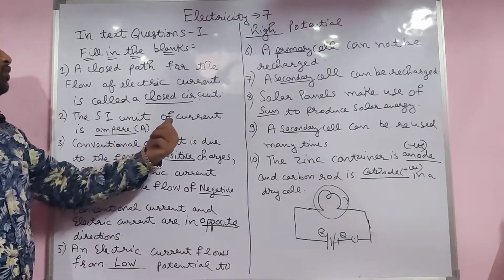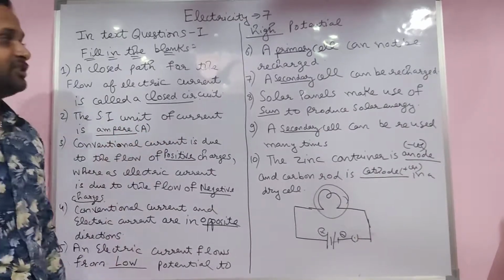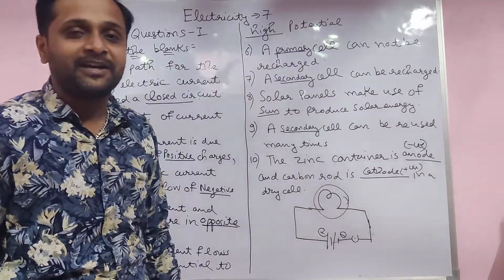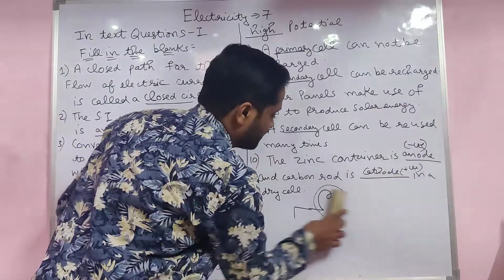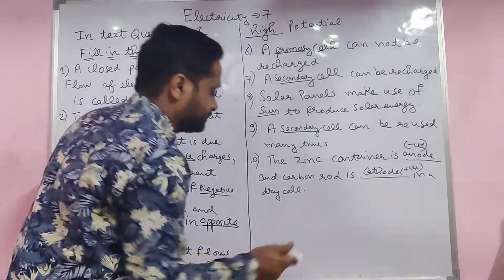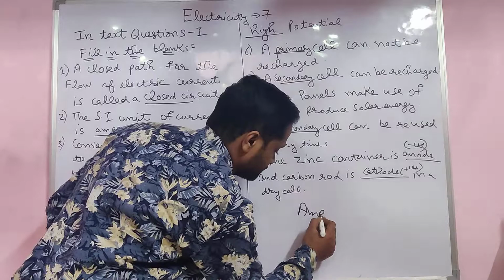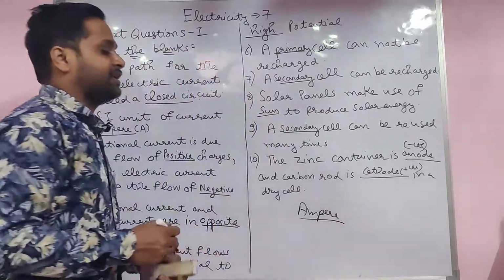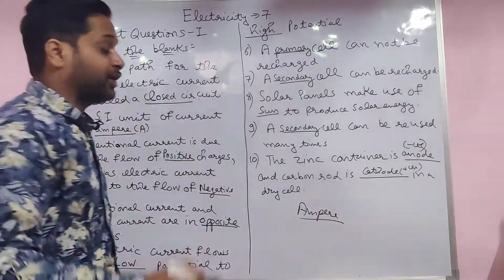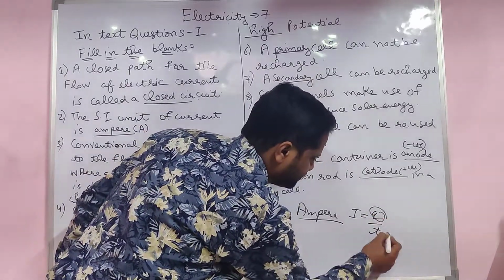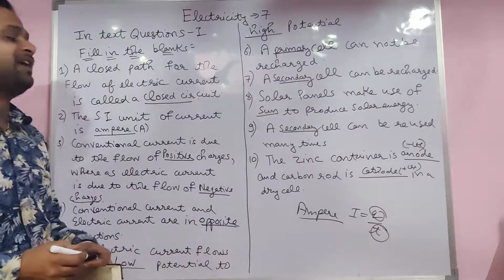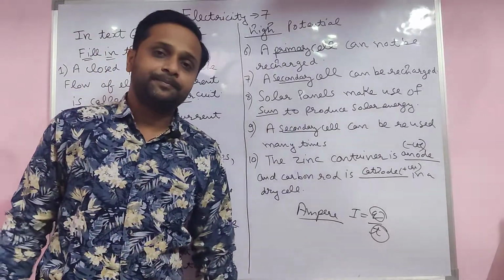Second, the SI unit of current is ampere. I already told you the formula of the current also: I equals Q upon T, charge per unit time. Charge flowing in one direction per unit time.